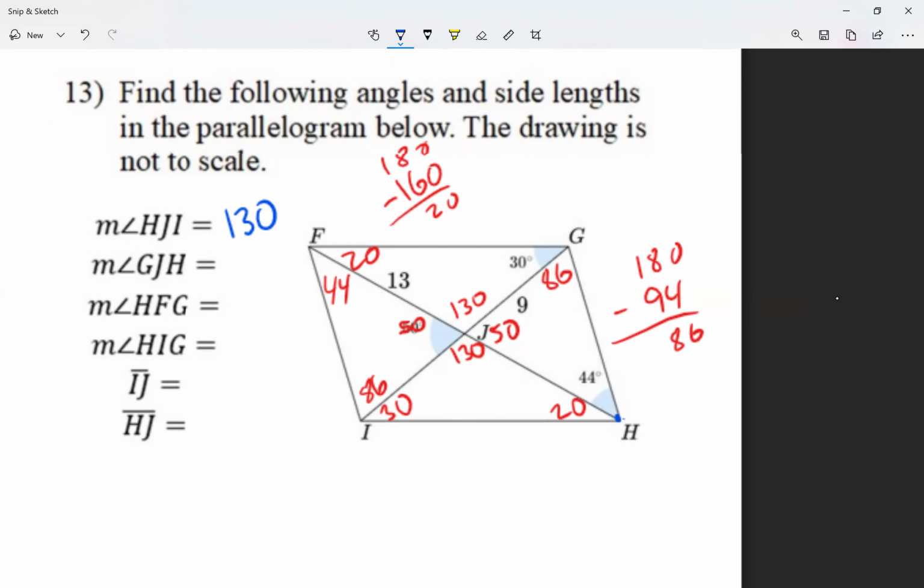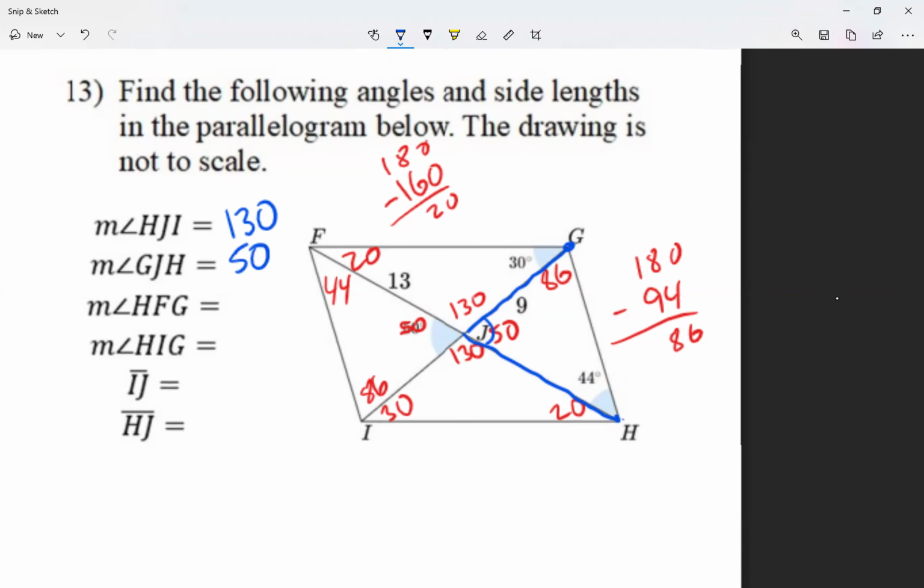So just the number. The next question is the measurement of angle GJH. So starting at G, go to J, and then H. Creates this corner, which is 50 degrees. Okay, not bad. Erase this right here. Next one, measurement of angle HFG. So starting at H, go to F, and then G. That creates this corner, which is 20 degrees.